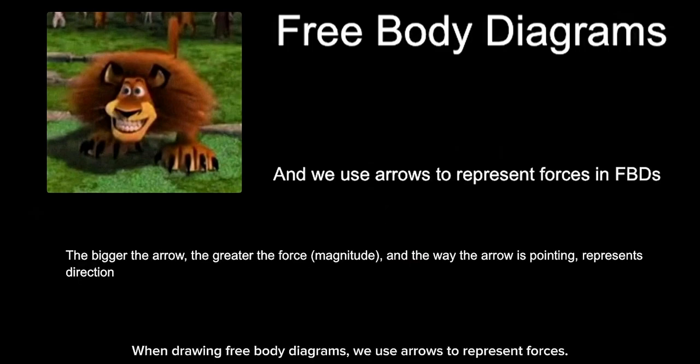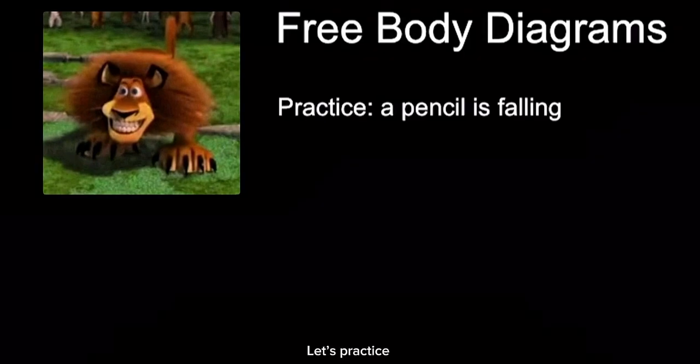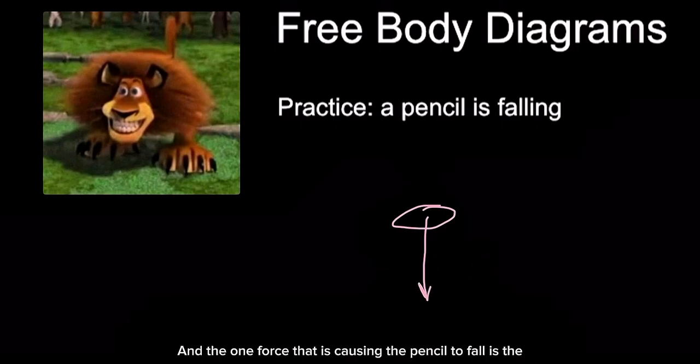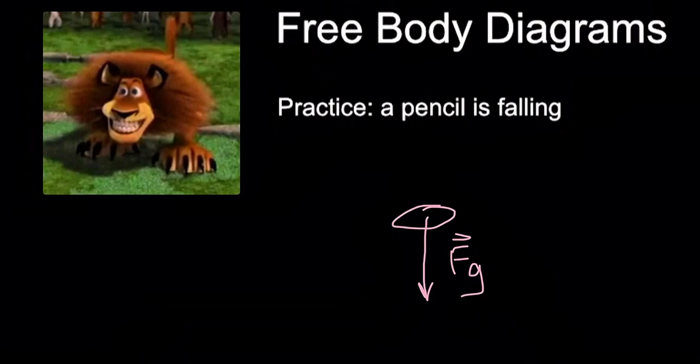When drawing free body diagrams, we use arrows to represent forces. Bigger arrows are stronger, and where the arrow points shows the direction of the force. Let's practice. First, we will draw the object. And the one force that is causing the pencil to fall is the force of gravity. We will draw an arrow to show that. The arrow for gravity will usually point downwards because gravity brings objects to the center of the earth.